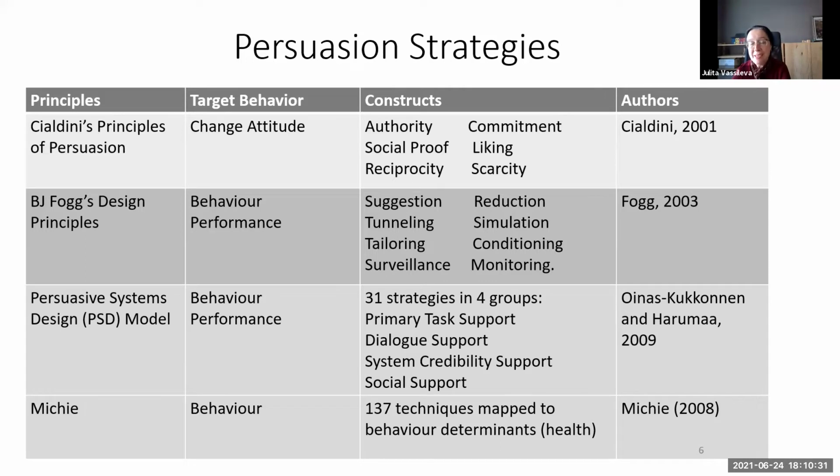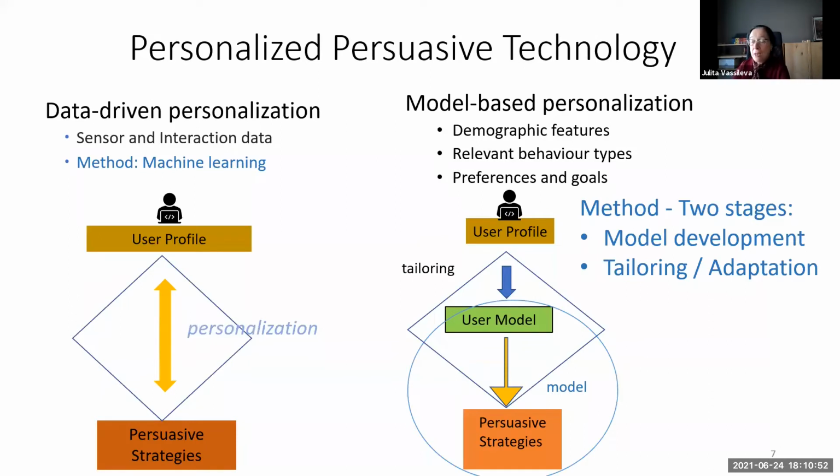So it's basically a whole palette of interventions, as they are called often in the literature, which researchers or designers can pick, to fit the target behavior which they want to influence of the user in a particular application, a particular context. So to personalize these technologies, there are two main approaches. Now, the one on the left is data-driven personalization. And it's basically a machine learning approach.